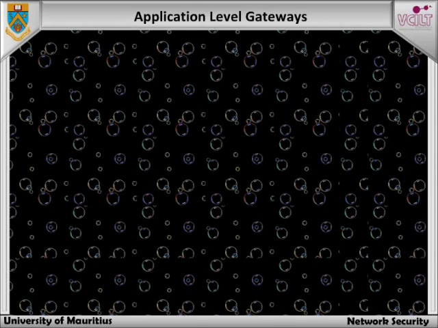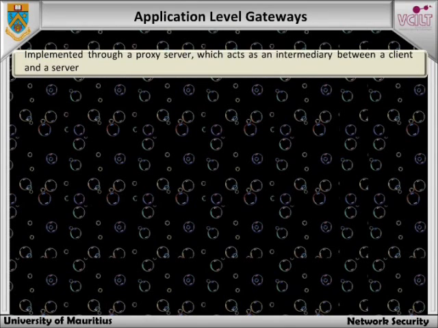An application-level gateway is implemented through a proxy server, which acts as an intermediary between a client and a server. A client application from within the protected network may request services originating from less secure networks, such as the Internet. After the client's authentication has been confirmed, the requests for services are relayed onwards by the proxy server.